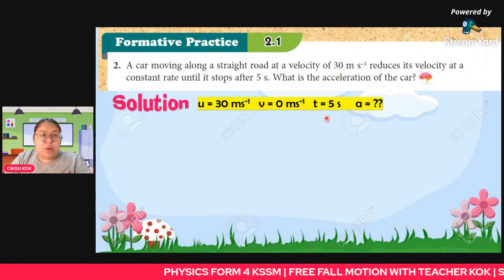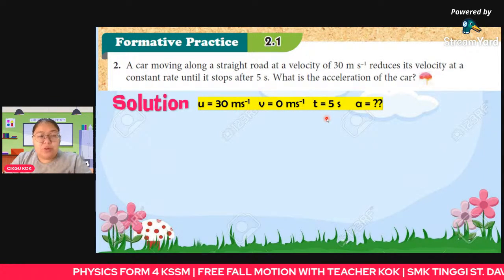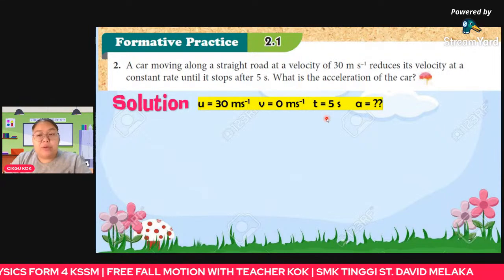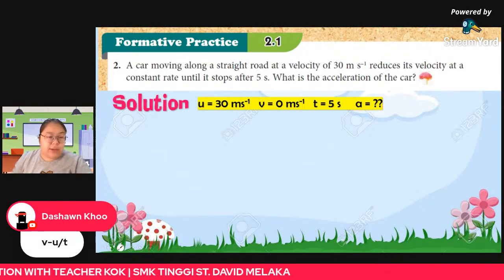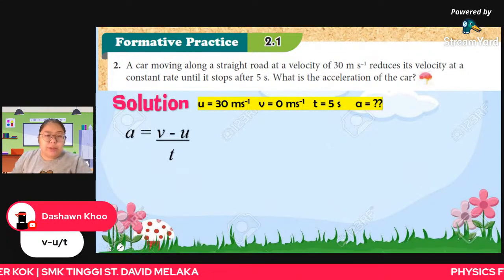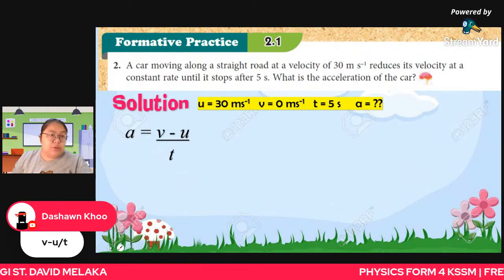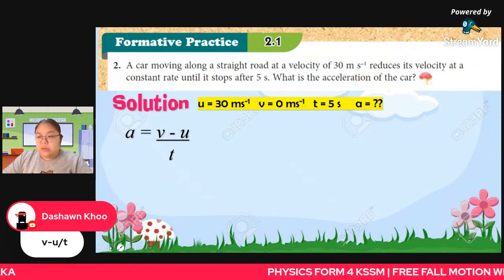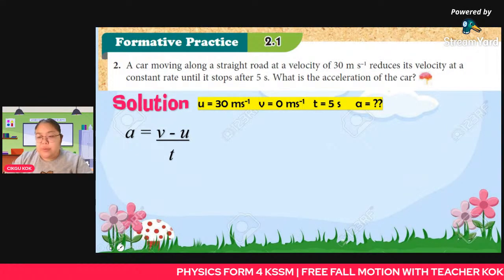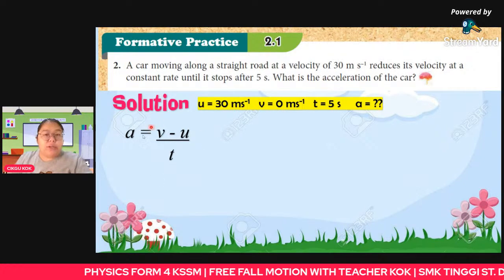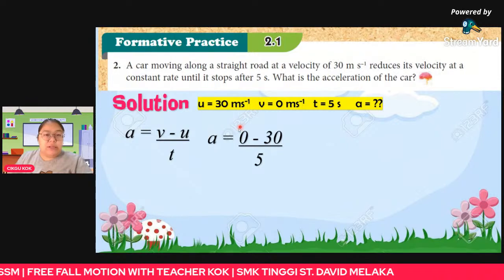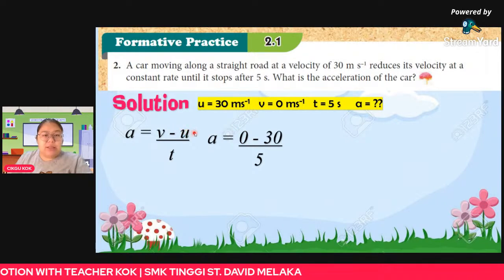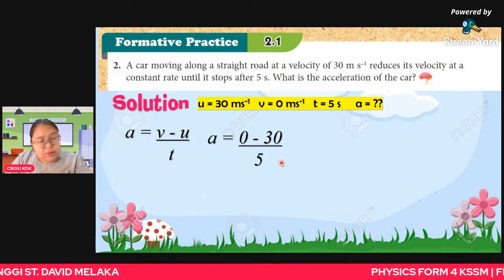We're using the first one: a equals v minus u over t. That one is the formula to find the acceleration. So we just apply this formula. a equals v minus u over t. From here we go straightforward, all the things you just put in. So 0 is v, then 30 is the initial velocity, then over t. So what is your final answer?